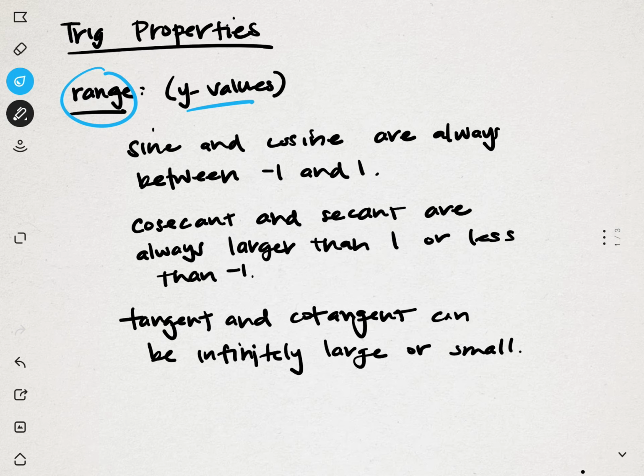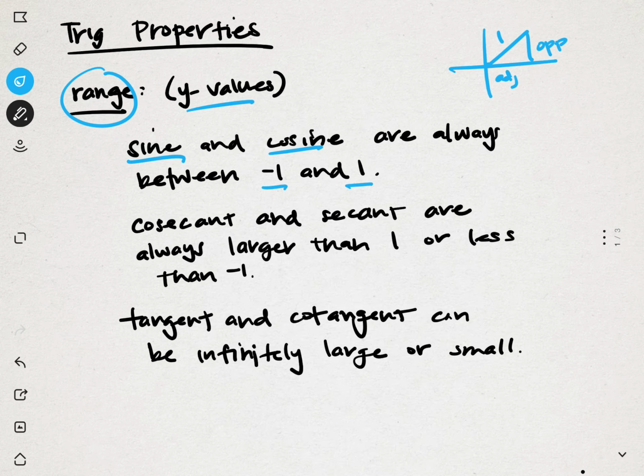So for the range, the two most important ones are sine and cosine. And we need to remember that sine and cosine are always between -1 and 1. So if you think about the unit circle, right? The sine and cosine are the opposite or adjacent divided by the hypotenuse. So the hypotenuse is 1, right?